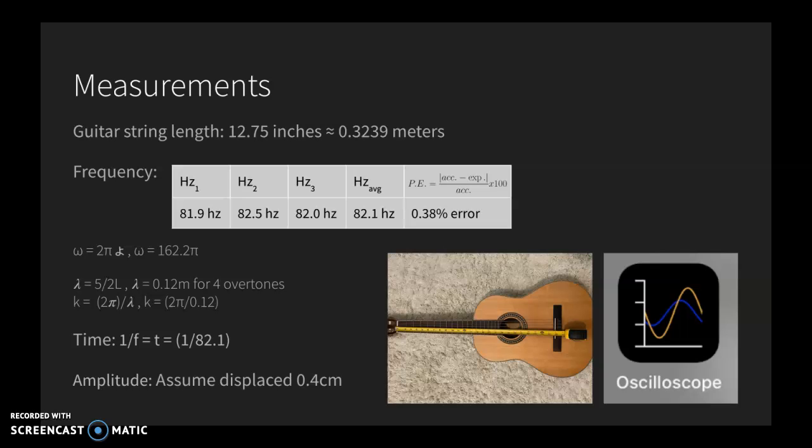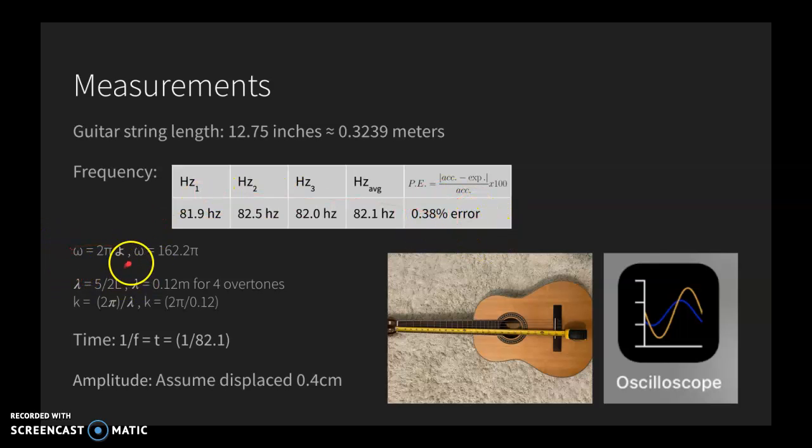And so for the frequency, it's going to be measured in hertz, and I'm going to use this online software right here. It's just an app on my phone. I took 3 measurements playing the low E note, and then I took the average of those 3, which came out to be about 82.1 hertz. And so I found the accepted value online, which came out to be about 82.14 something hertz. So finding the percent error, it came out to be about 0.38%, which is pretty accurate.